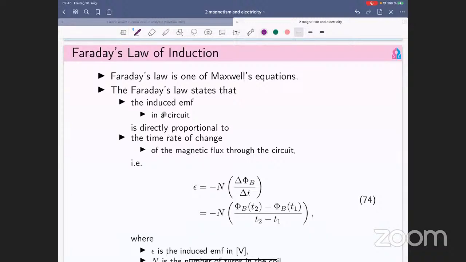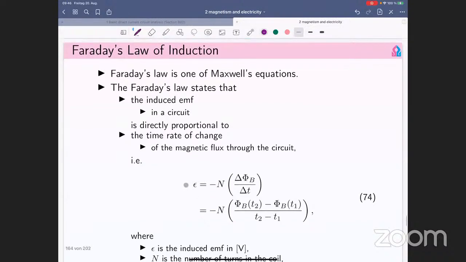The induced EMF in a circuit is directly proportional to the time rate of change of magnetic flux through the circuit, and it depends on the number of turns. It depends on how much the flux changes per time. Two things, and there is a negative sign in front of this formula. What is the reason behind that?